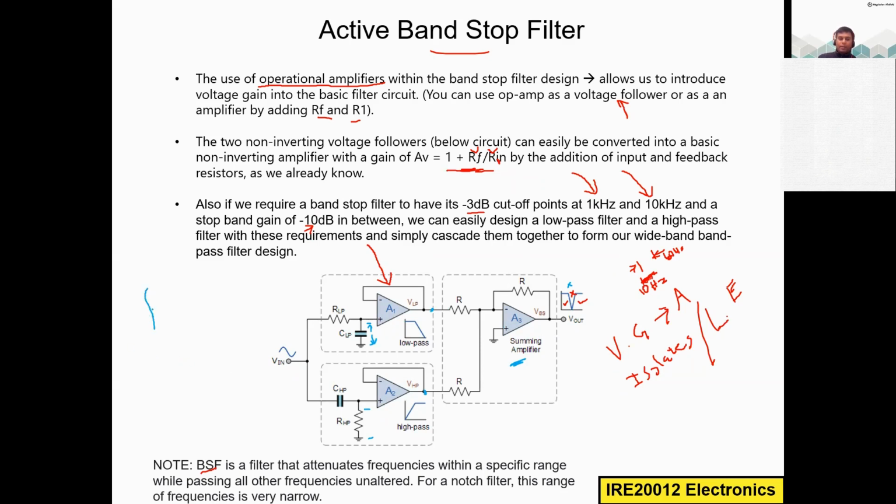Formulas are also very easy. All the cutoff frequencies are just 1 divided by 2 pi RC, and the resonant frequency FR is equal to the square root of FL times FH, and the bandwidth is equal to the difference between FH and FL, FH minus FL. By dividing FR by BW, you will get the quality factor. So filters are not very complicated.